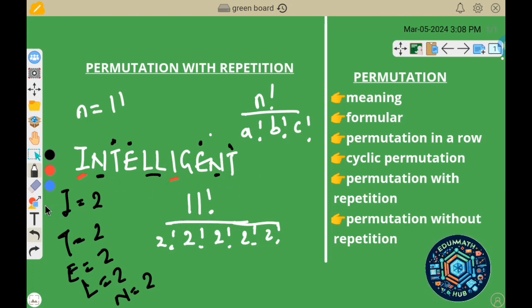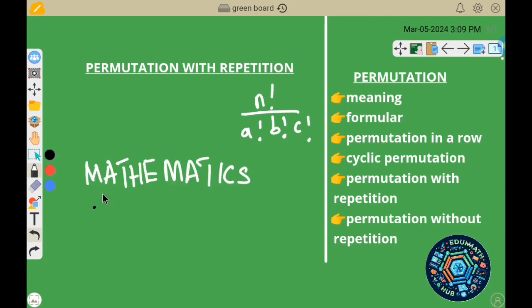Let's have another example. Our next example here is the number of ways of arranging the word mathematics. In how many ways can letters of the word mathematics be arranged? The first thing to do is to count the number of letters in the word. So let's count. You have 1, 2, 3, 4, 5, 6, 11. So you have n equals 11.